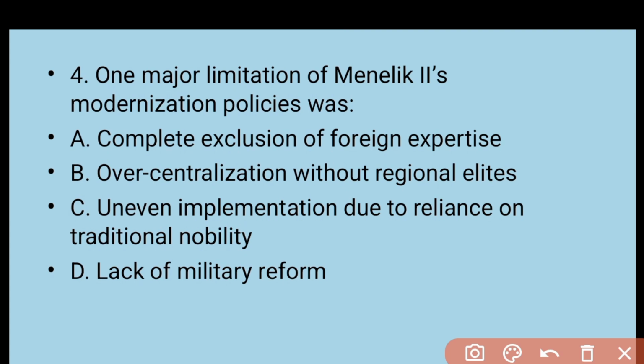Number 4. One major limitation of Menelik II's modernization policy was A. Complete exclusion of European expertise, B. Over-centralization without regional elites, C. Uneven implementation due to reliance on traditional nobility, D. Lack of military reform. The answer is C. Uneven implementation due to reliance on traditional nobility. So this is the main point, because the old nobility kept power, okay, with no transfer of powers and no invitation for the new educated and especially the younger elite groups, okay.